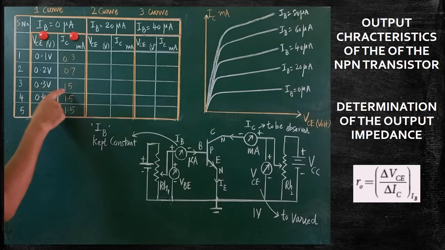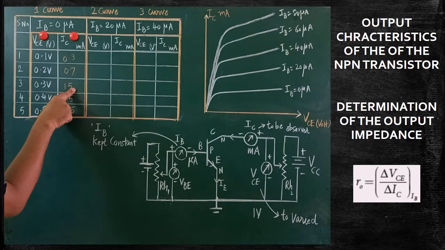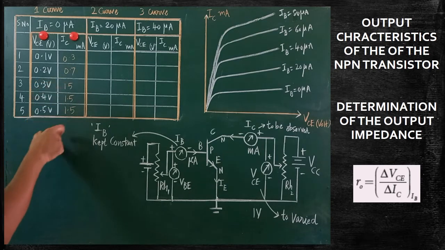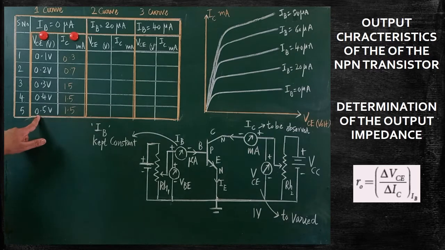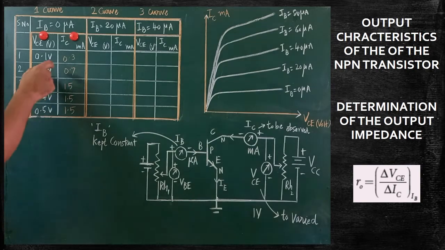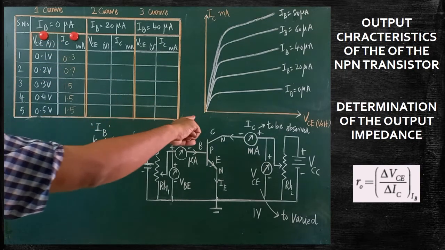After attaining a particular value, the IC value will attain a saturation value. Are you clear? A constant value will be attained. So note down the reading. Here space is not sufficient, that's why I have stopped at 0.5 volt. That should be taken up to 1 volt: 0.5, 0.6, 0.7, 0.8, 0.9, up to 1 volt. The readings must be taken. Only then are you able to draw a curve.